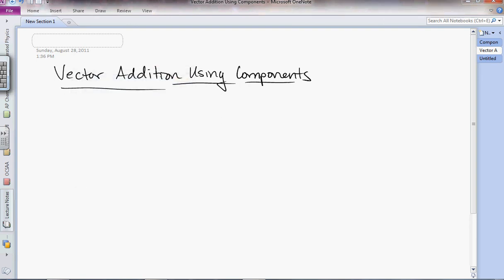So this lecture is about vector addition using components. In the last lecture we learned how to break a vector up into its x and y components, and how the x and y components can be seen as two vectors that when added together have a resultant equal to the vector that you're breaking down into components. Now in this lecture we're going to see why that is extremely useful and a great method to use when adding vectors together.